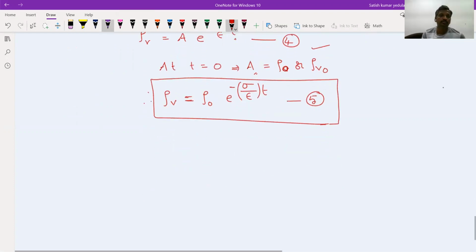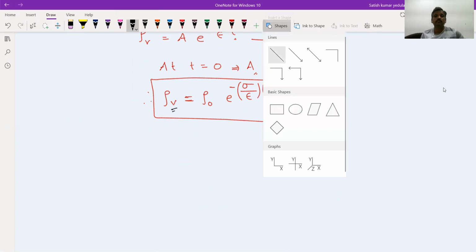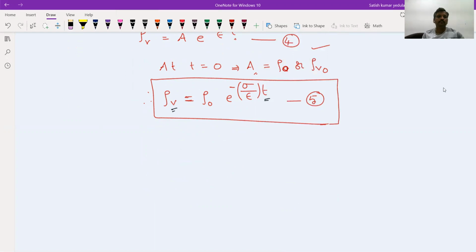Okay, so now what we can do here is try to draw a graph between rho v and time. Let us take this graph: this is rho v and this is time. Now, this is t equal to 0. At t equal to 0, it's very clear that the volume charge density is very large. Let us call that rho naught.